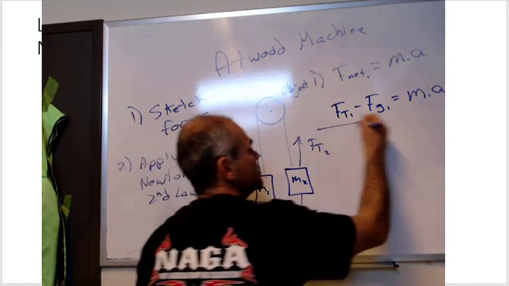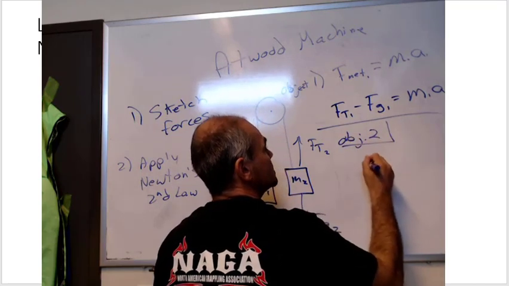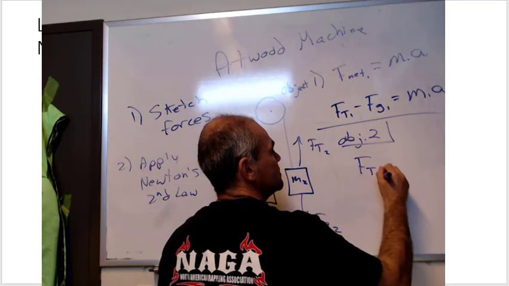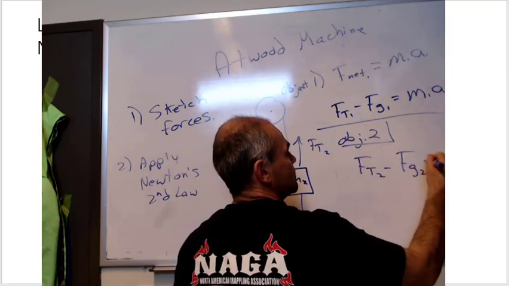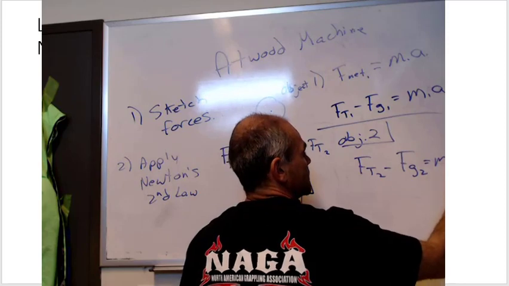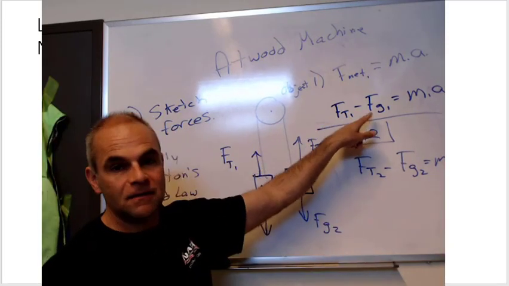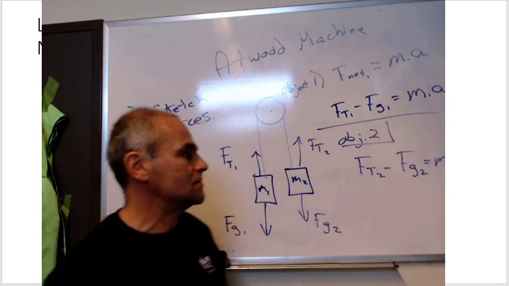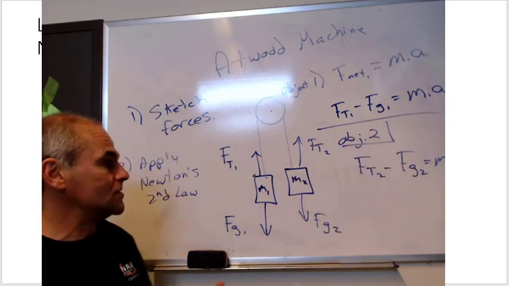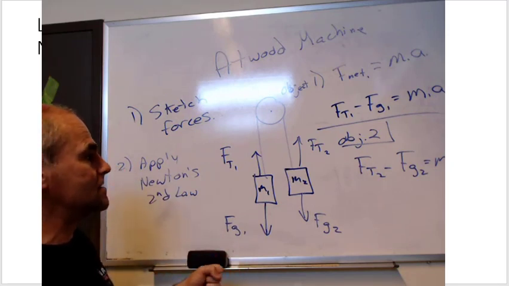And for object 2, I can say Ft2 minus Fg2 equals M2A. So I just applied Newton's second law. This is the F net, by the way, for both cases, and this is the mass times its acceleration. So now I'm going to see what forces have to be the same.